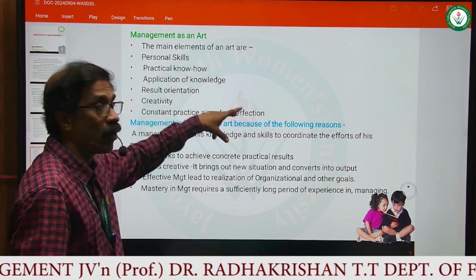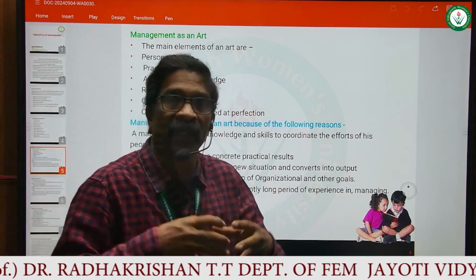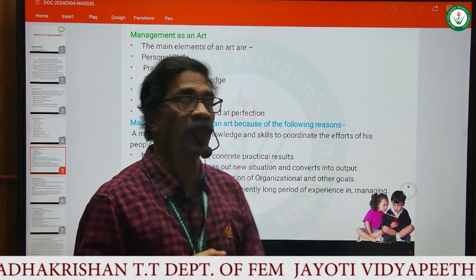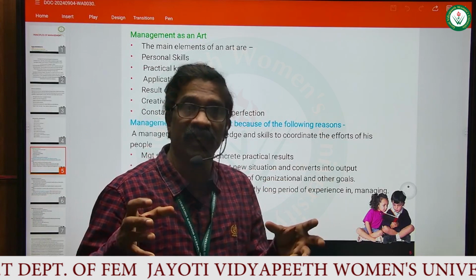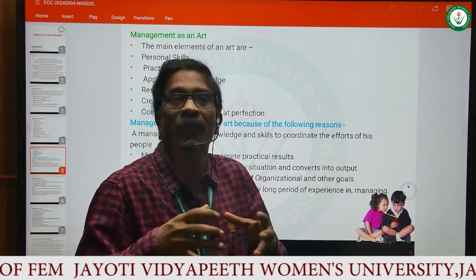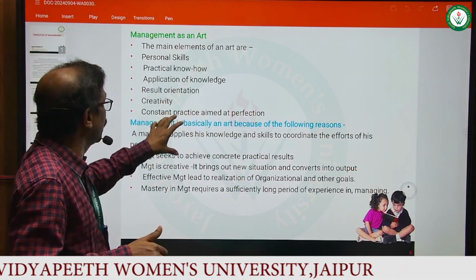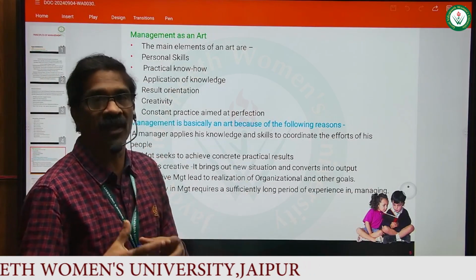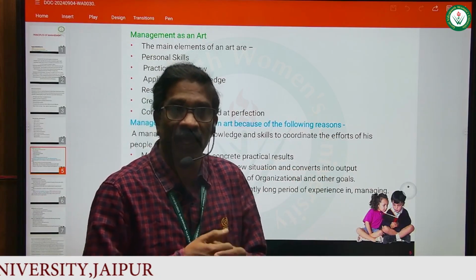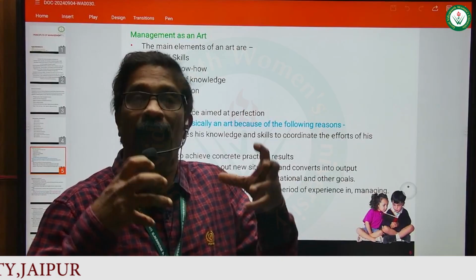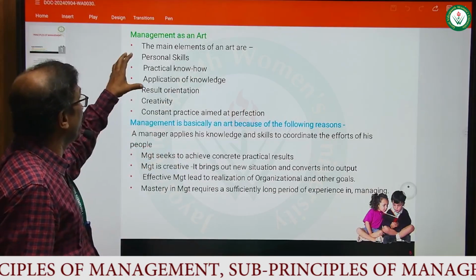Then there is practical knowledge, how to do things in a better way, and the application of that knowledge. As part of the company, the workers, members or managers must utilize it in the best possible manner to get the best result. That makes the creative outcome of the members of the group, which brings perfection in the overall management. We can see creative and constant practice aimed at perfection all the time. The constant and continuous effort and practice of the manager or group members make the management process more successful. In that way, management is an art.